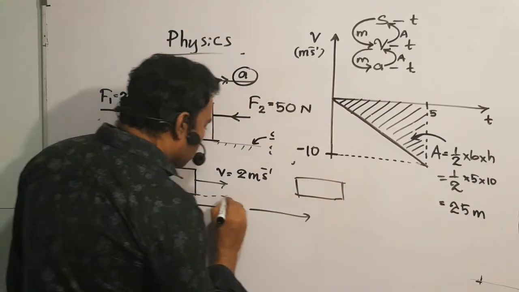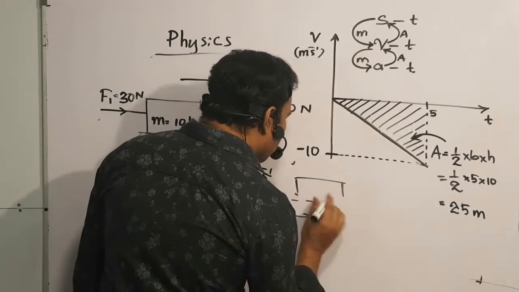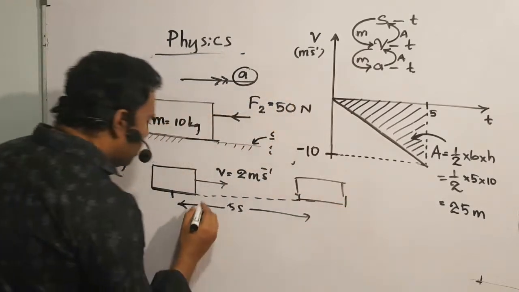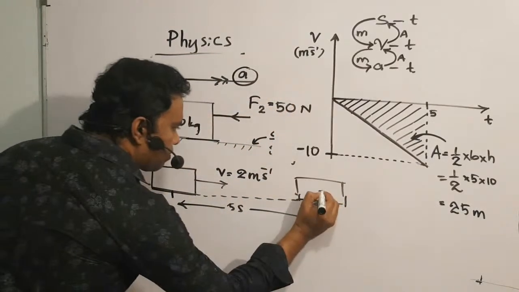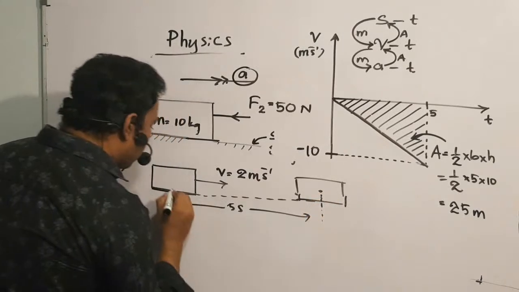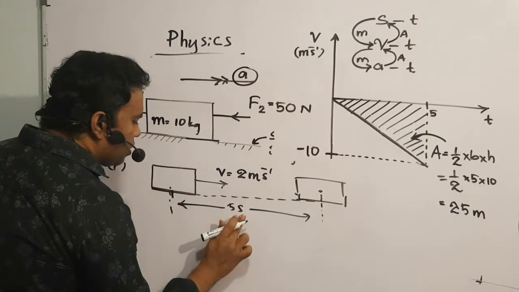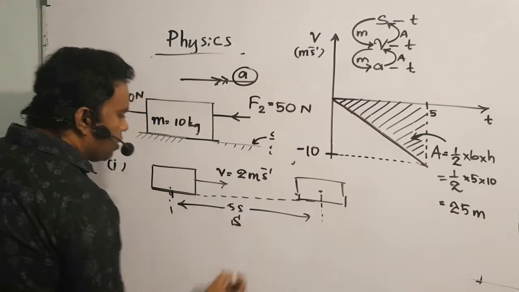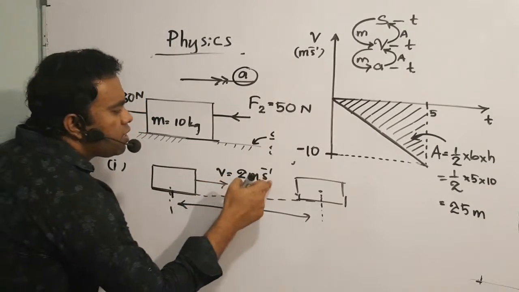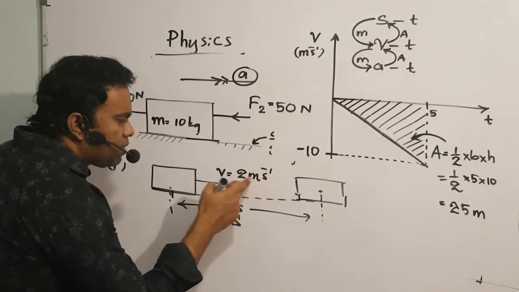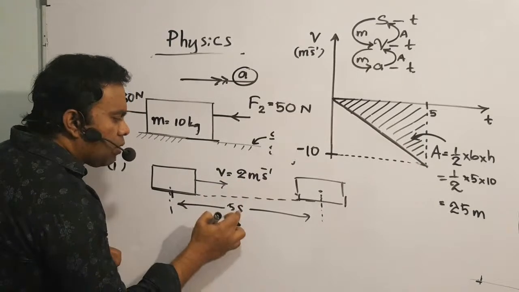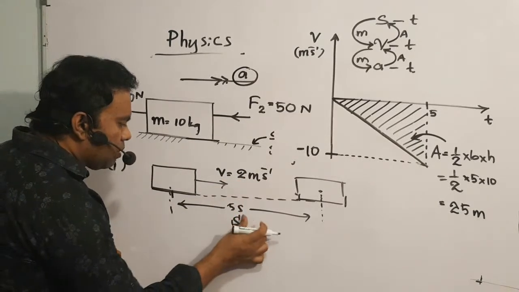What's that value of displacement? How do we calculate that? Within 5 seconds of time, what's the total displacement? 2 meters per second. If it is 2 meters per second, how much does it travel in 5 seconds?